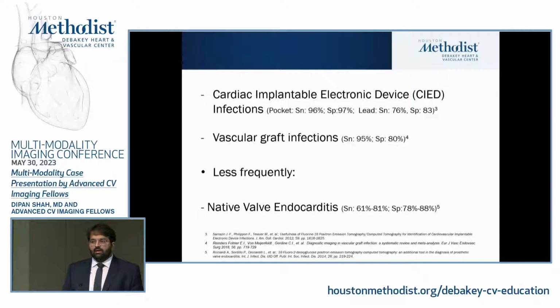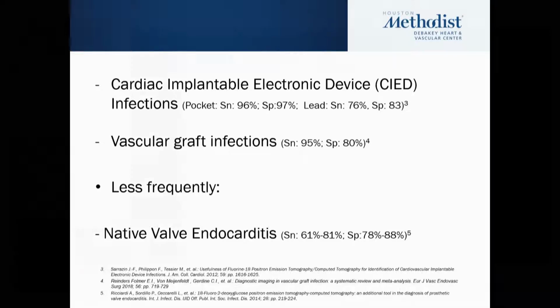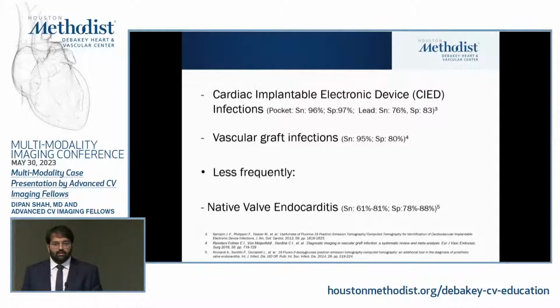The issue with native valve endocarditis is that the sensitivity is a little lower for PET, but the reason for that is the pathophysiology of native valve endocarditis. The lesions, the vegetations, are usually on the leaflet tips. They're not perfused with blood, and there's no way for inflammatory cells to get there usually. But it is still very specific, if positive.